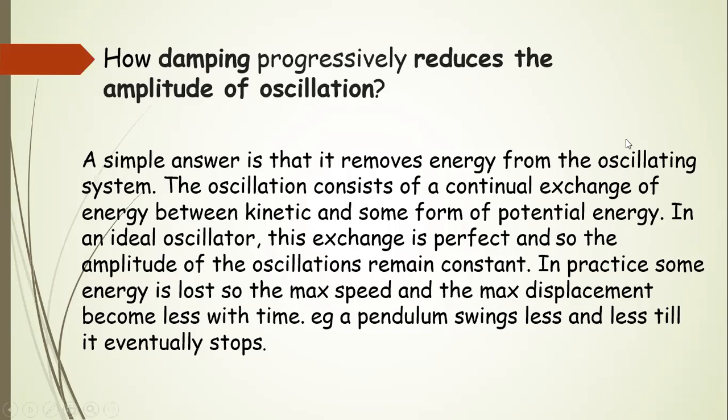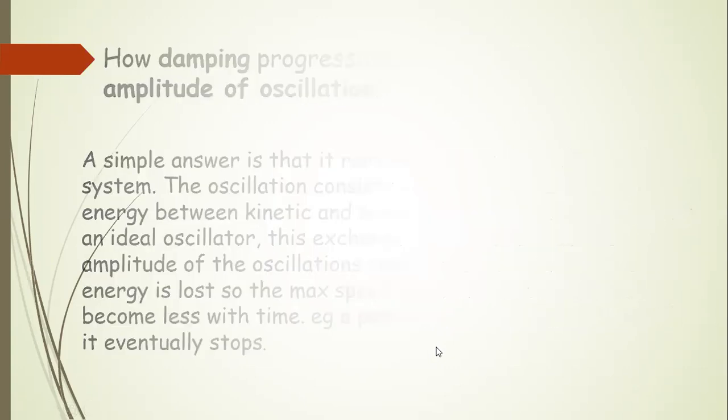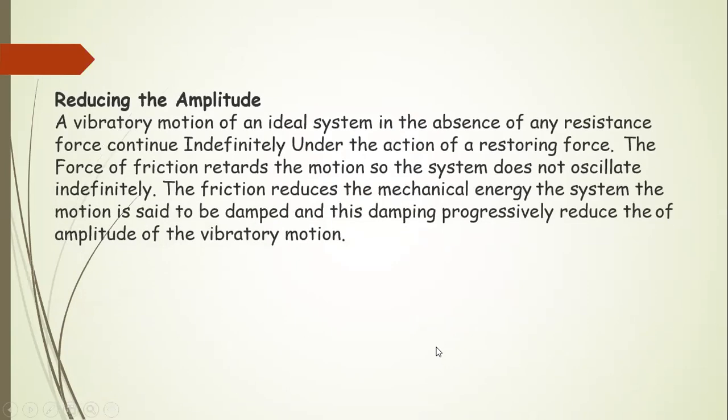The oscillation consists of continual exchange of energy between kinetic and some forms of potential energy. In an ideal oscillator, this exchange is perfect, and so the amplitude of oscillation remains constant. In practice, some energy is lost, and the maximum speed and the maximum displacement become less with time. For example, a pendulum swings less and less till it eventually stops. This is why the amplitude decreases: it is losing energy to the environment.